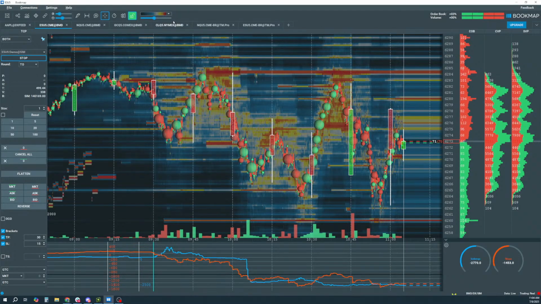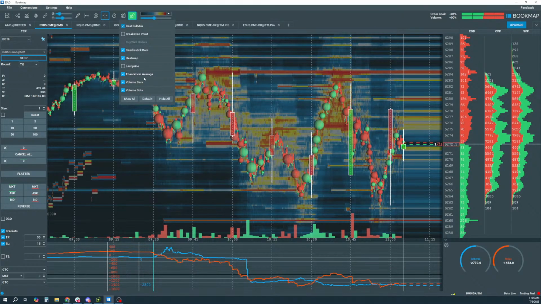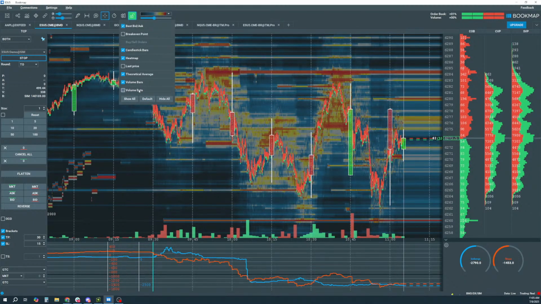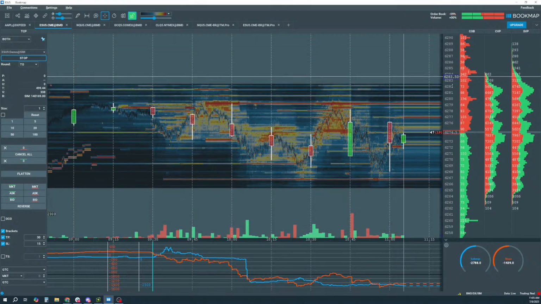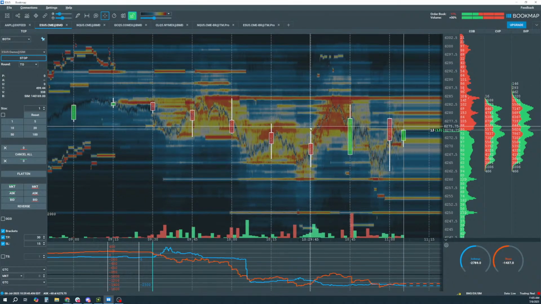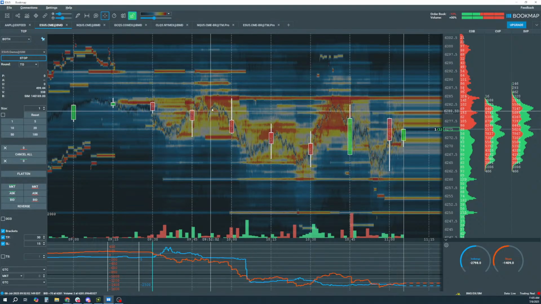Now, what you can do though, even on the higher time frame candlestick charts, is take the volume dots off just to help clarify things. And we can also take off best bid and offer. So we're just looking at the heat map and candlesticks, and this can be very helpful for you. Look at the high liquidity in some of these areas in here.